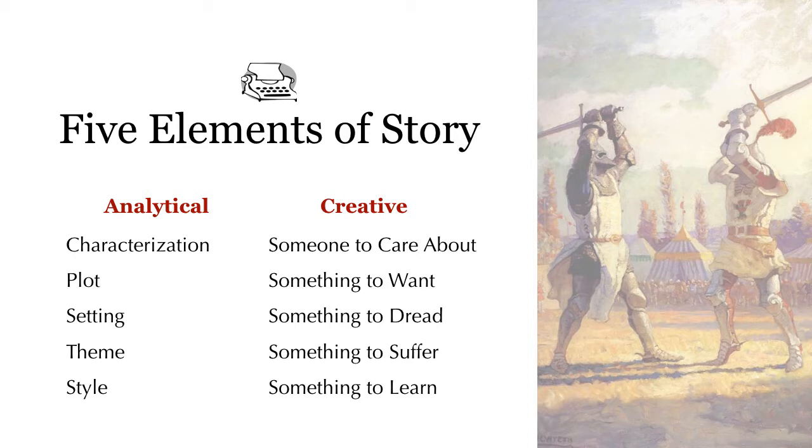And when I teach the one-year adventure novel, I actually talk about those and then point out that they're really words and tools of analysis, and shift over to what I call the 5 creative elements of story, which are the ones that we go into in the one-year adventure novel program. Someone to care about, something to want, something to dread, something to suffer, and something to learn. Now, the analytical 5, though, are certainly worth talking about in terms of storytelling.